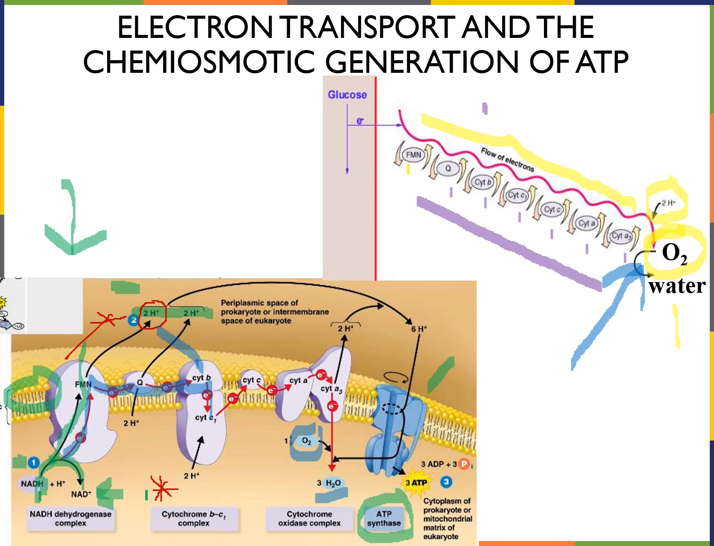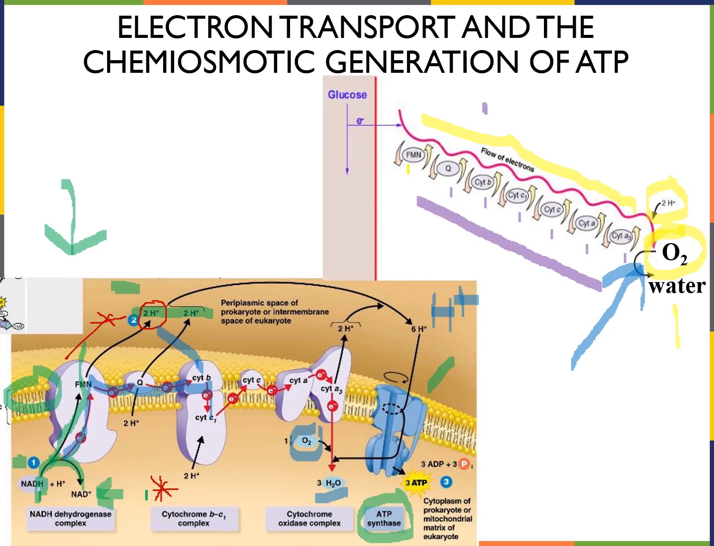Okay, so let's go back to our hydrogen gradient. There's a bunch of hydrogens over here. On this side, we have a whole bunch of hydrogens on this side of the plasma membrane, and we have very few hydrogens on the other side of the plasma membrane. Well, hydrogens, they want to be at equilibrium with one another. What that means is the hydrogens want an equal concentration of hydrogens on both sides of the plasma membrane.